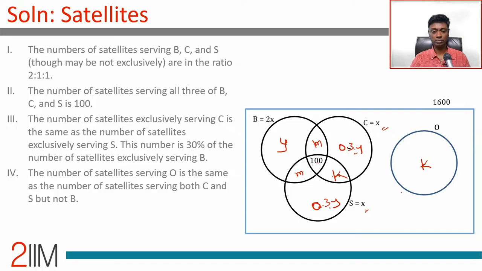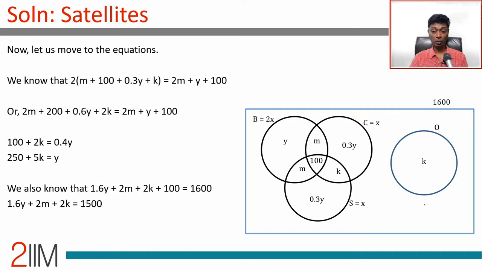These two are equal. We know that M plus 0.3Y plus K plus 100 is X. And so we have X, K, Y, and M, not four variables, only three, because X and M are linked. There's one linkage which we already have. It doesn't look like we can solve this straight away, but we will get somewhere with some variables.